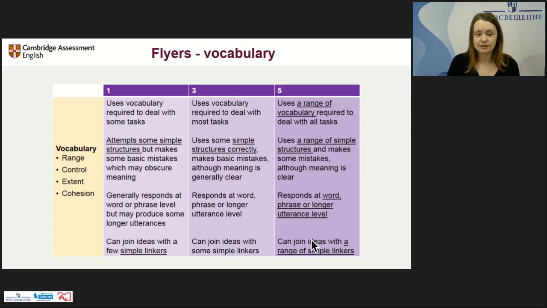And also we have a criterion here, this is cohesion, and it's a range of simple linkers, because, so, and so on. When we speak about range, it's about variety. So I can see a question, yeah, range is about variety, about how many different grammar forms you use. Like you already have present simple, continuous, past simple, and something like that. And we speak about vocabulary, again, it's not limited to only the Starters vocabulary list, but it's an extended list for Flyers. This is range.